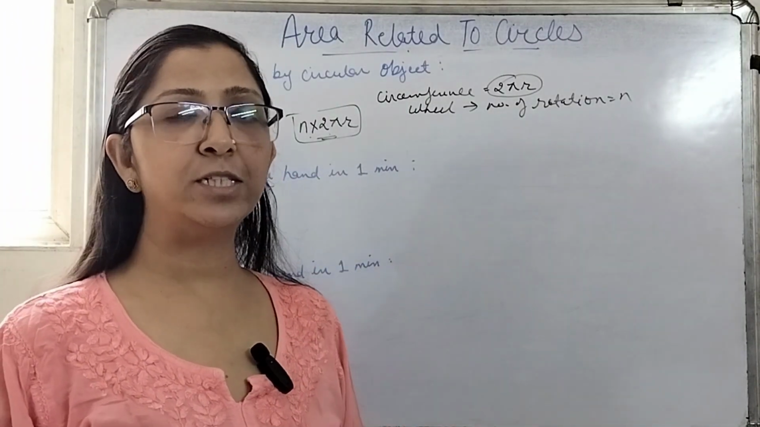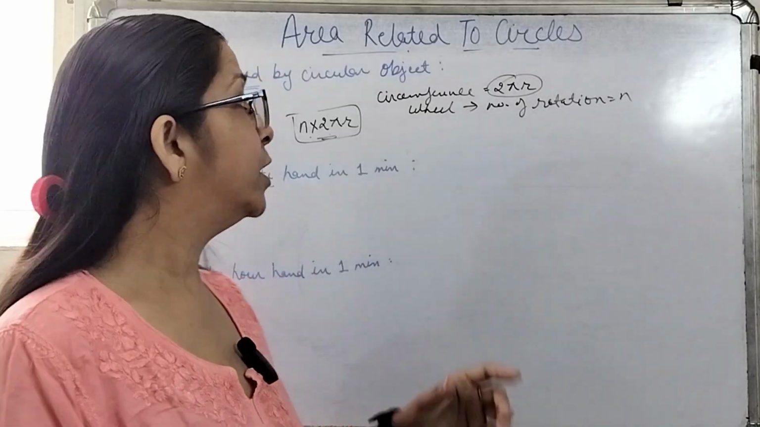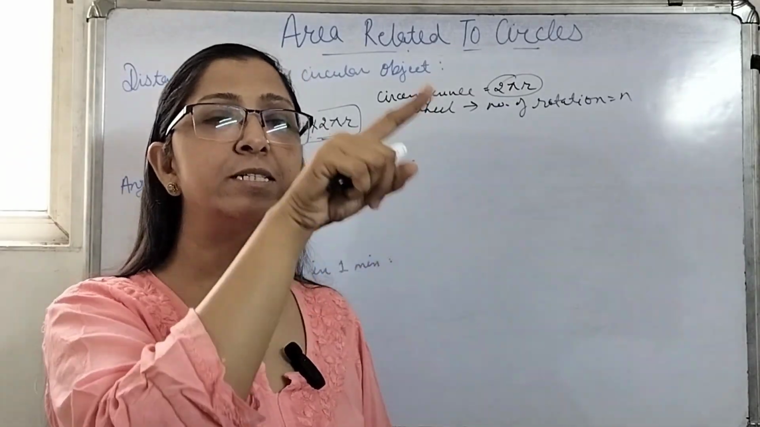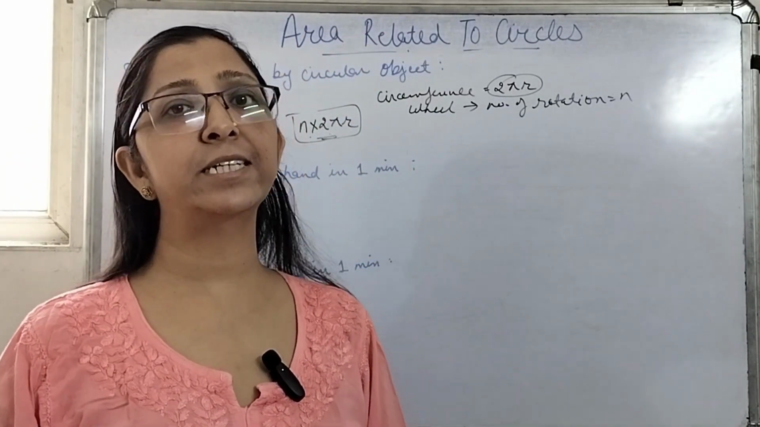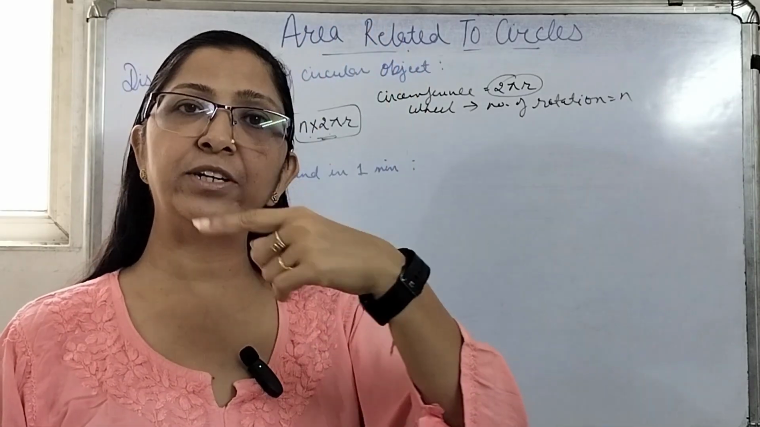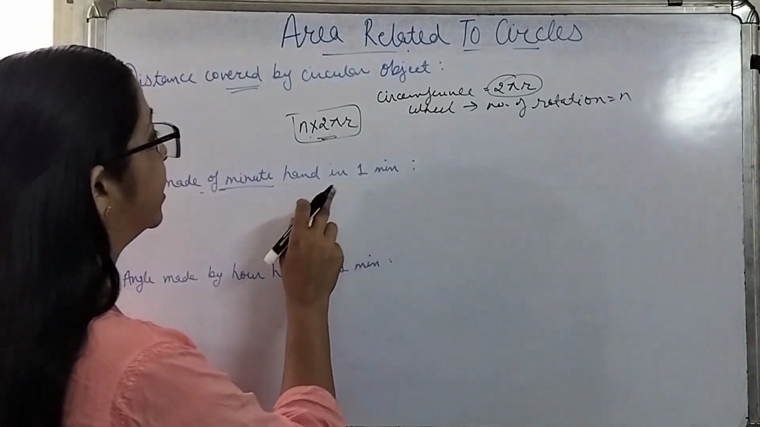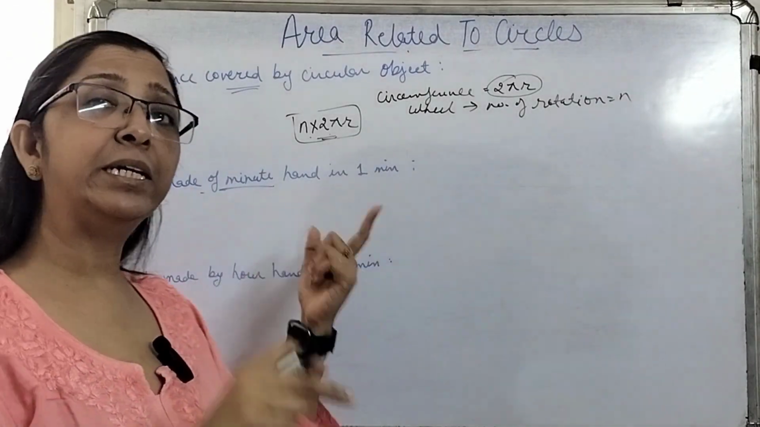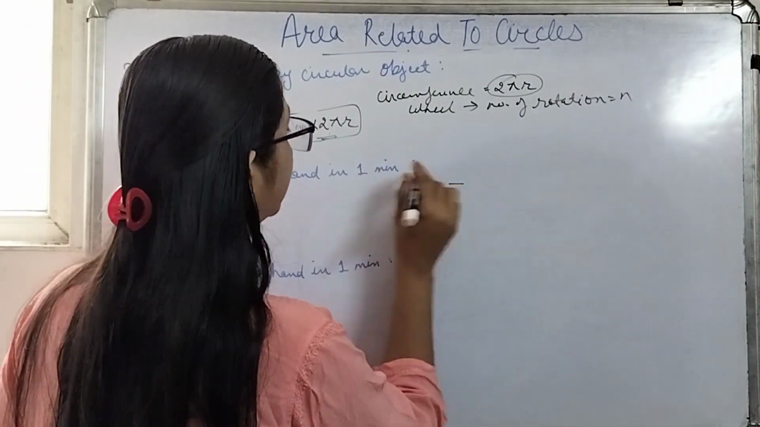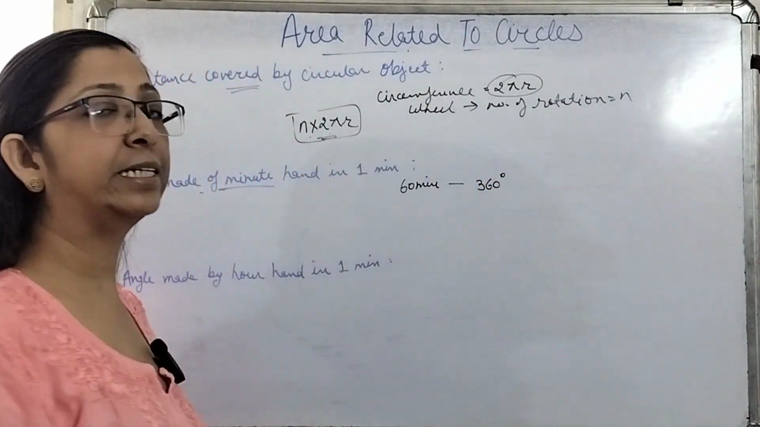Now, what will be the angle made by the minute hand in 1 minute? We have two hands in our clock, one is the minute hand, another is the hour hand. The minute hand covers the whole circle, that is 360 degrees, in 60 minutes. So in 60 minutes, in 1 hour, the minute hand covers 360 degrees.